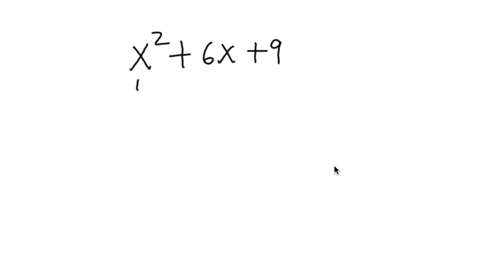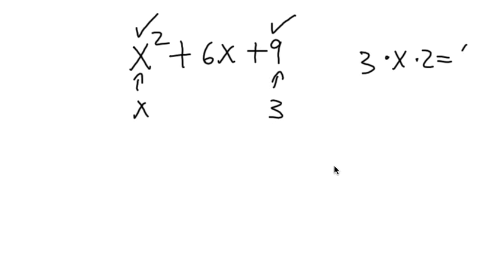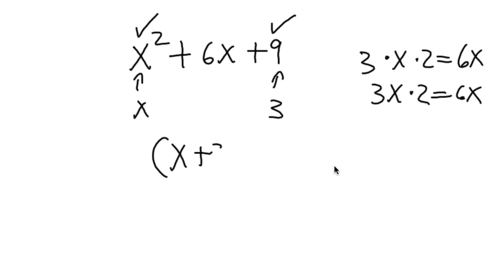Is this a perfect square? The answer is yes. Is this a perfect square? The answer is yes. Okay, so the square root of x squared is x. The square root of 9 is 3. So let's see. 3 times x times 2. Does that equal 6x? Well, 3 times x is 3x, times 2 would be 6x. So yes. So this can be factorized into x plus 3, x plus 3.